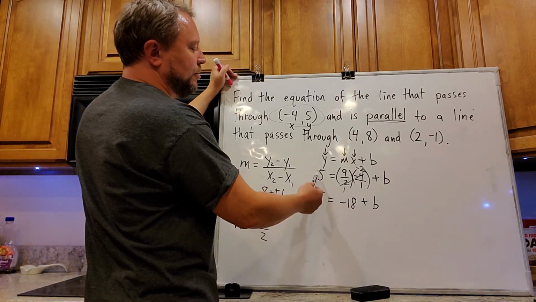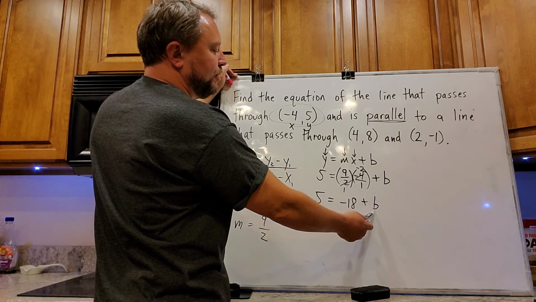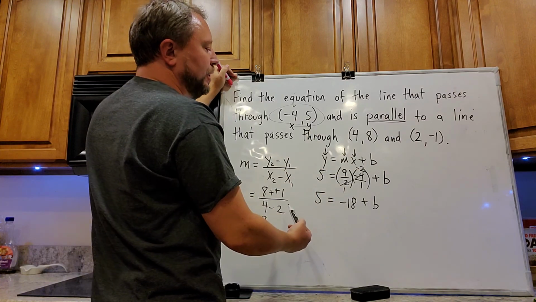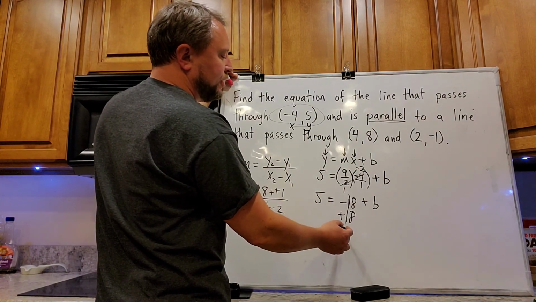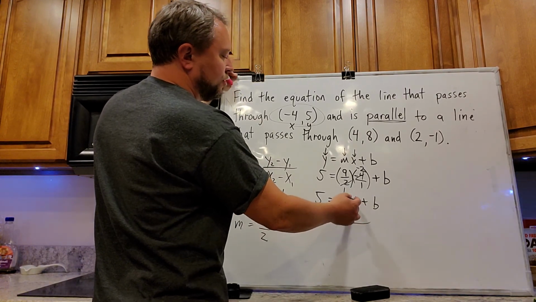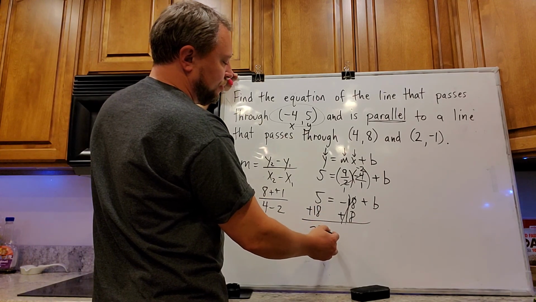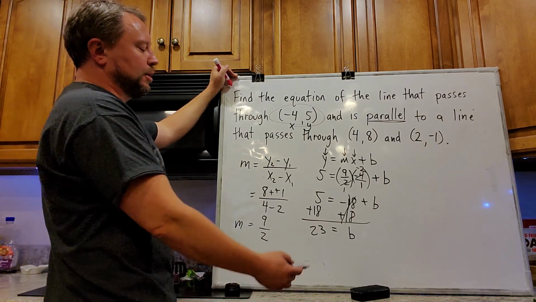Okay, bring the rest down: the 5 over here, the b over here. I want to get this b by itself so I can figure out what my y-intercept is going to be. So I would add 18 to get rid of that -18. And whatever you do to one side, you have to do to the other. So this one's gone, and over here I have 23. So there's my b. b is 23.